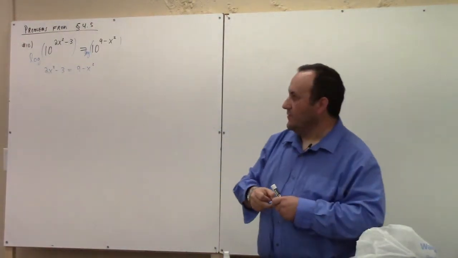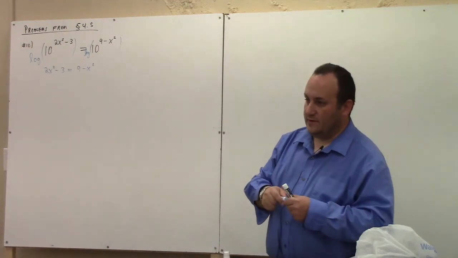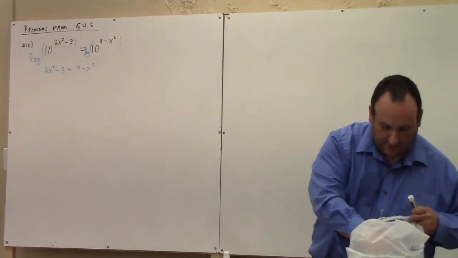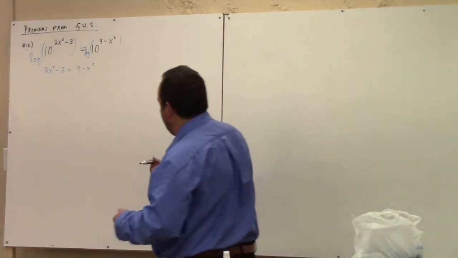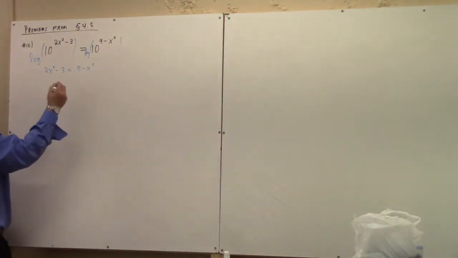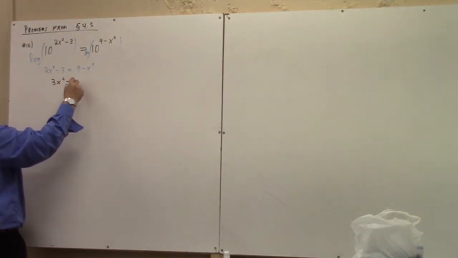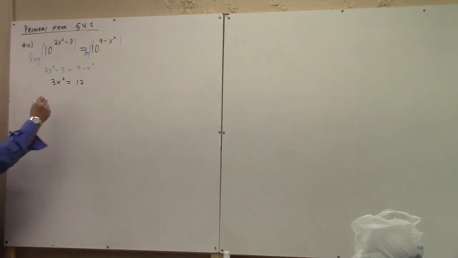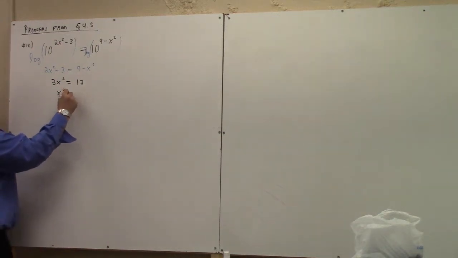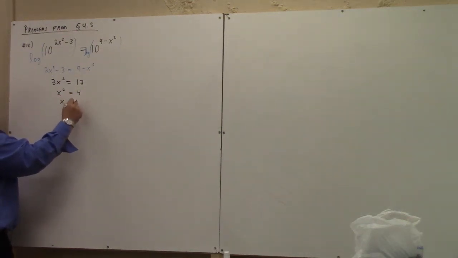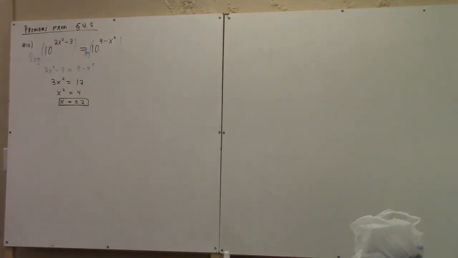Of course, you can get what I just wrote in blue simply by applying the one-to-one property of the logarithm, right? And so then what are we facing here? We got 3x squared equal to 12, right? So x squared equals 4, which tells me that x is plus or minus 2, right? So that's number 10.